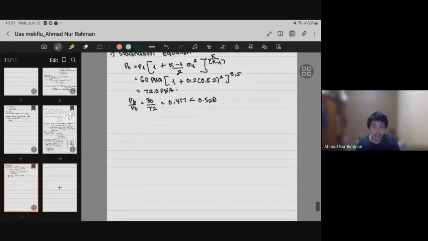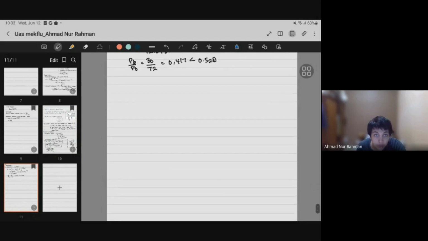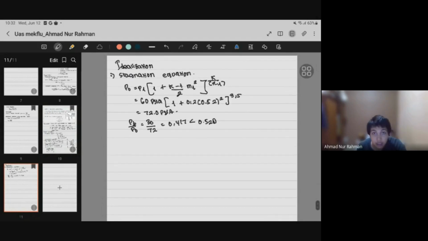So the flow is choked. This is the back pressure ratio. So the flow is choked, so the Mach number at the throat equals 1.0.